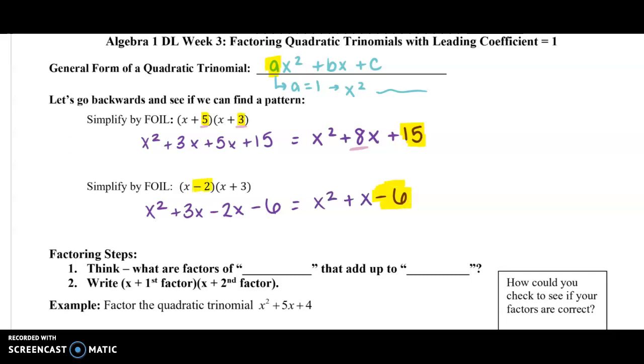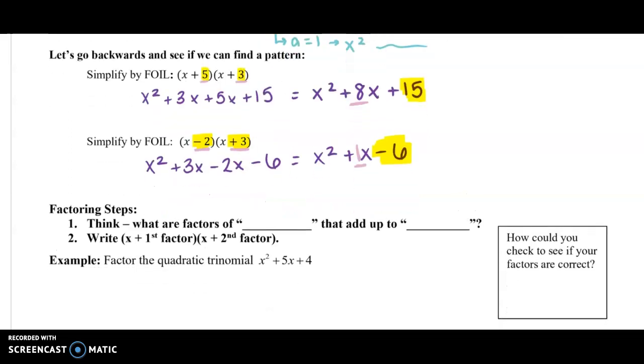-6 was created by multiplying -2 and +3. +1 was created by adding 3 and -2. And that's not a coincidence. That's exactly what it will always be like when you go to FOIL. Okay, so now when we work backwards and we start here and we want to get back to this, we're factoring, we have steps to be able to work backwards.